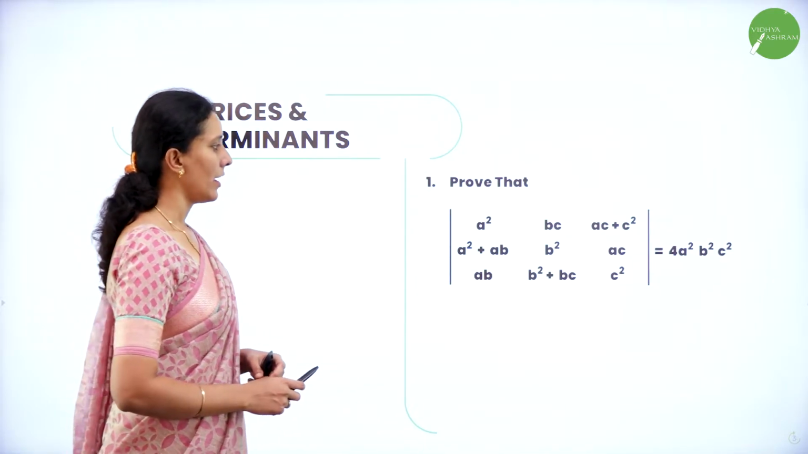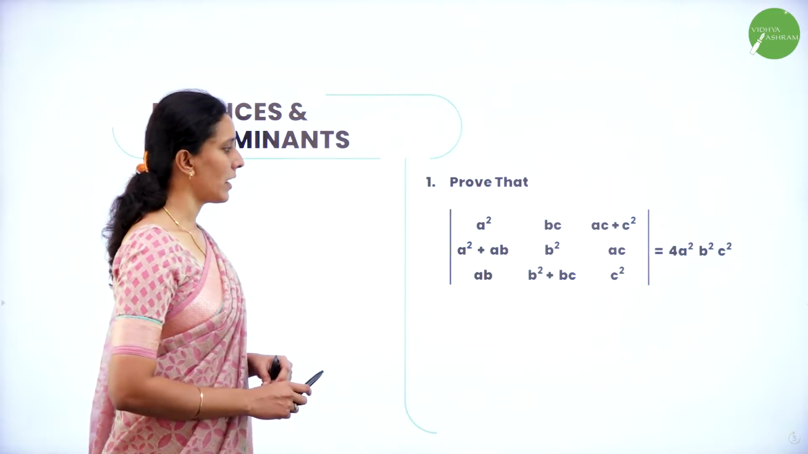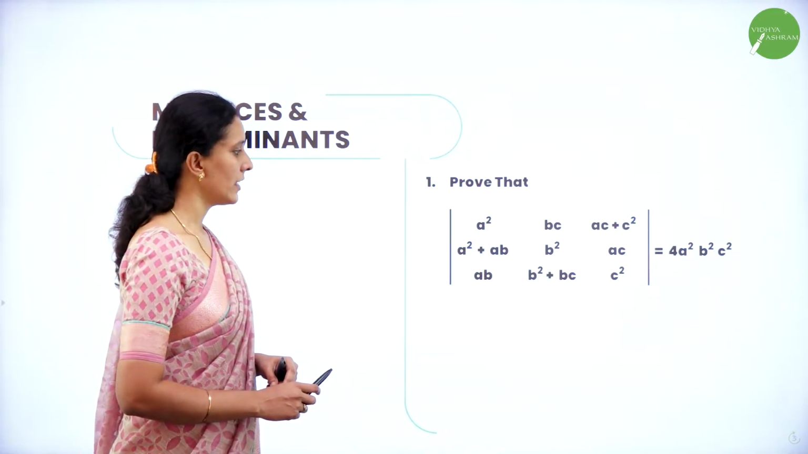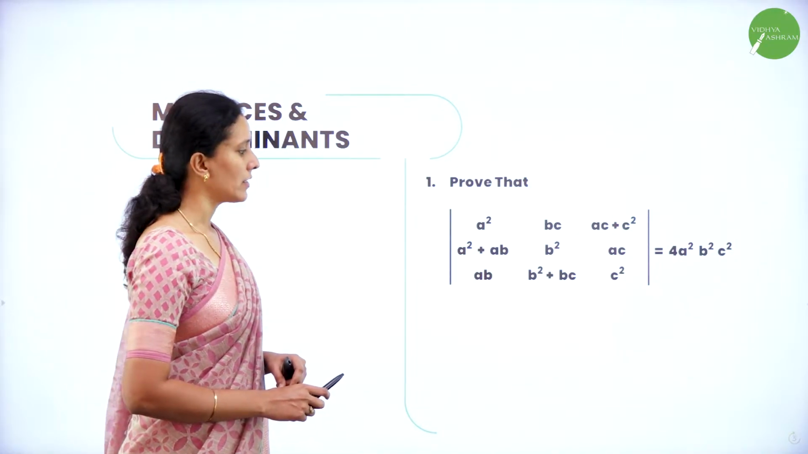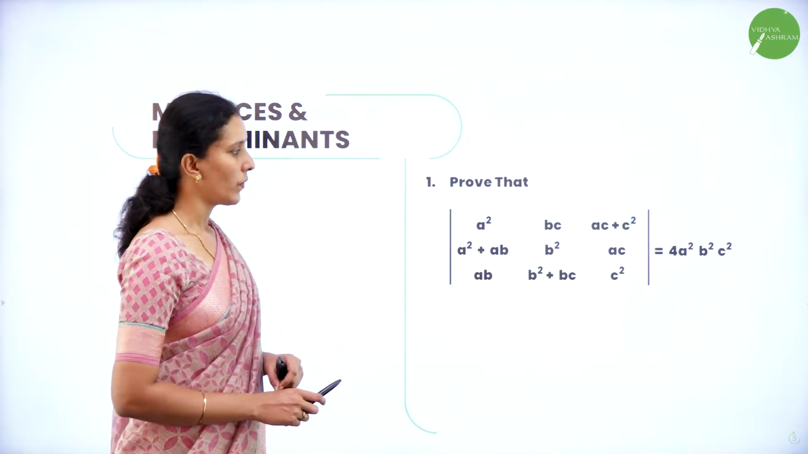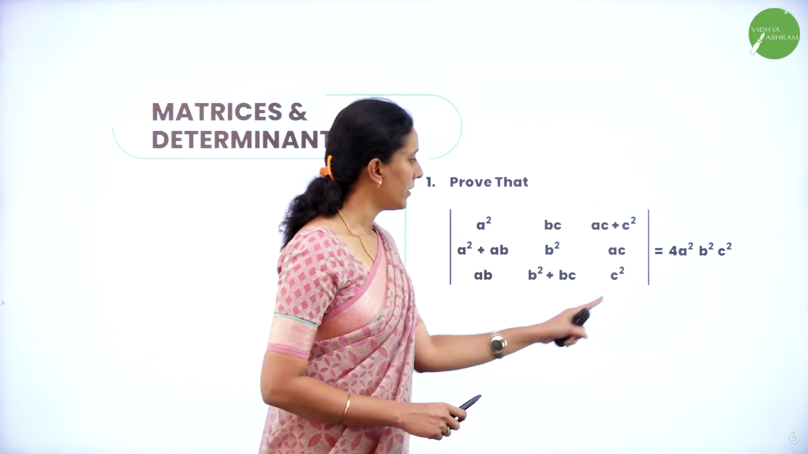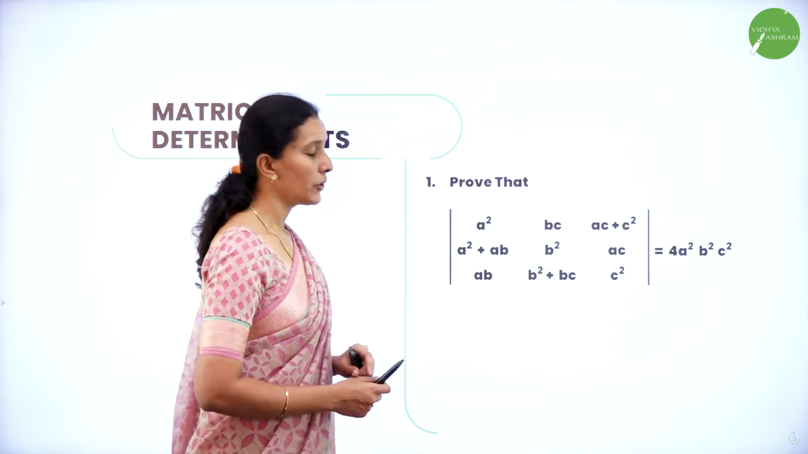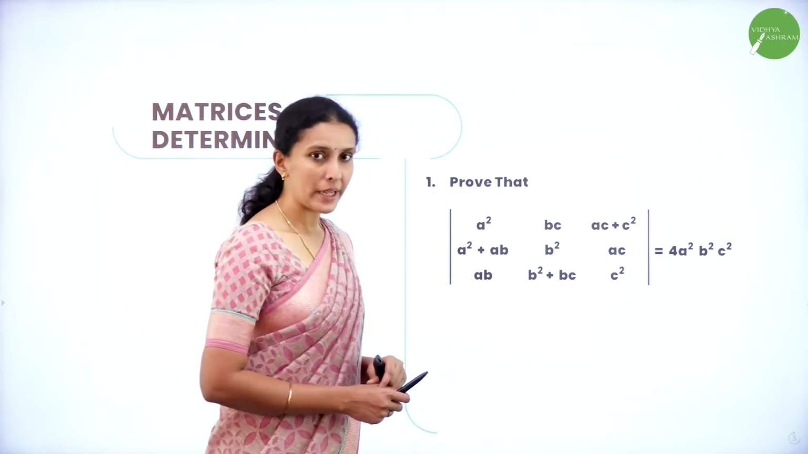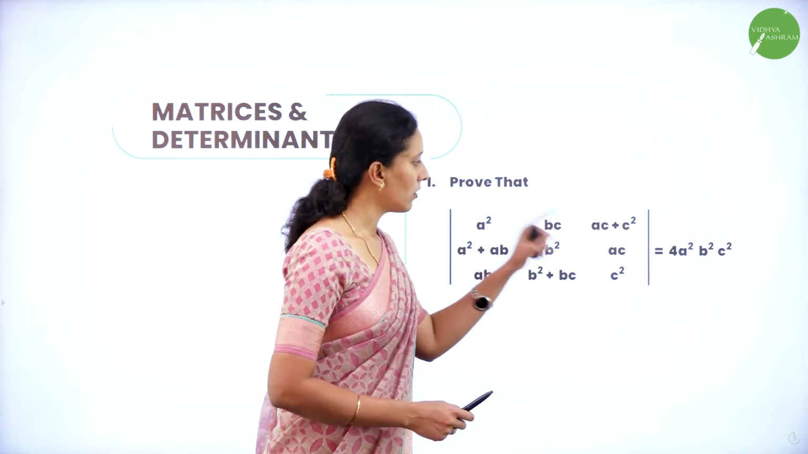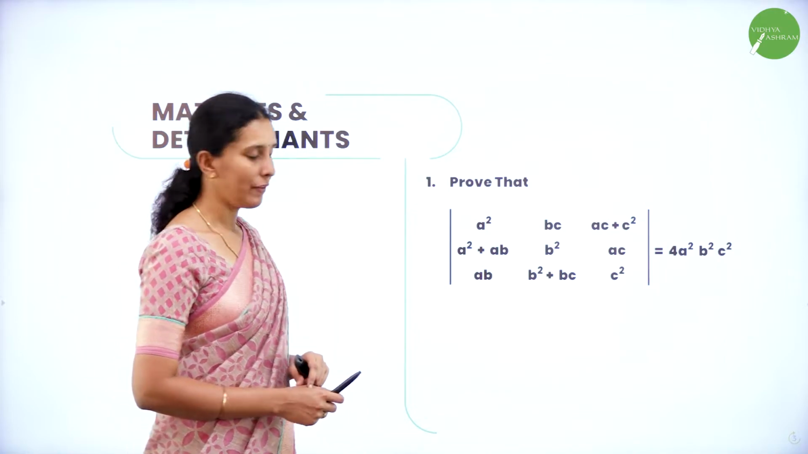Prove that the determinant with rows a square, bc, ac plus c square; a square plus ab, b square, ac; ab, b square plus bc, c square is equal to 4a square b square c square. So look at the determinant here. In the first column, you can see a as a common factor. In the second column, b as a common factor. Third column, c is a common factor. So you can remove the common factors.